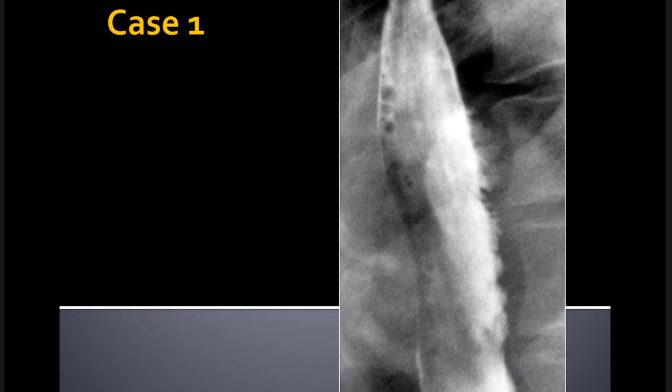Okay, and what would you do? What would be your next step for the management? What would you like to do to investigate further? I would like to go for a CT esophagus, CT scan with contrast. Okay. Any other test you can do? Endoscopy. Yeah, absolutely, endoscopy. Okay, so we'll call this one at a close.